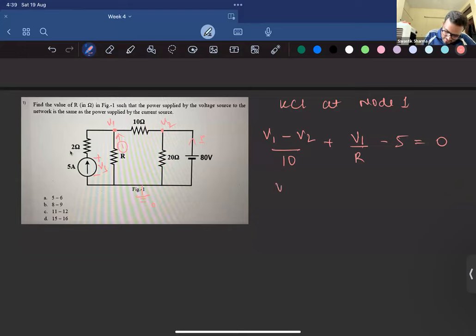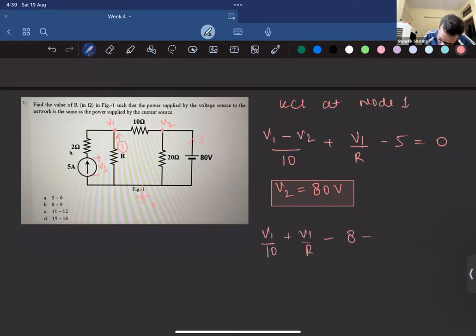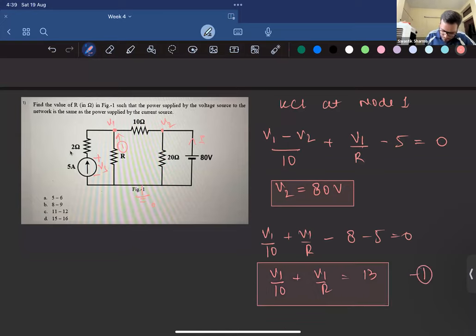Now, what is the value of V2? Can anyone tell me? V2 is straightforward. V2 is already given. V2 is 80 volt because it's directly connected to that 80 volt voltage source, right? So what would be this equation? It would be V1 by 10 plus V1 by R minus 8 minus 5 equal to 0, or V1 by 10 plus V1 by R equal to 13. Let's call it equation number 1.